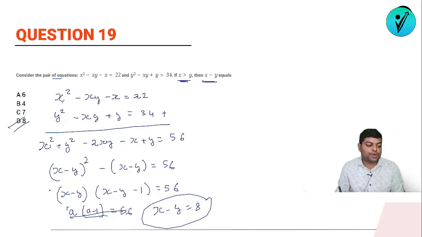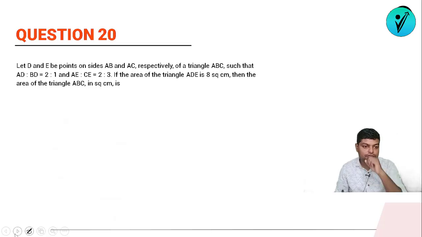Okay, so this was question number 19. Moving on to the next one. Next question is question 20.